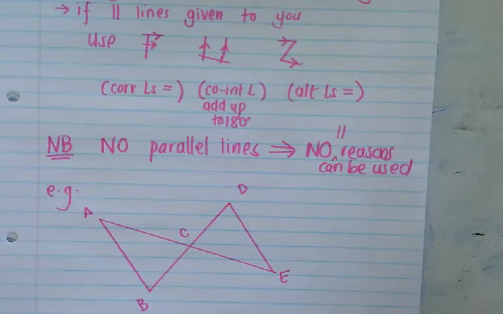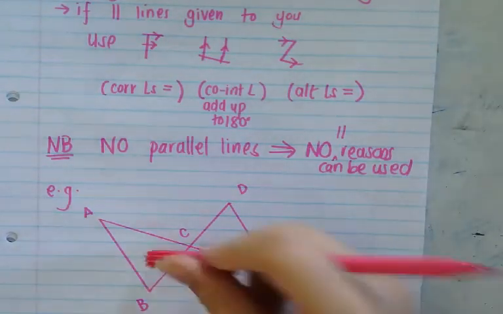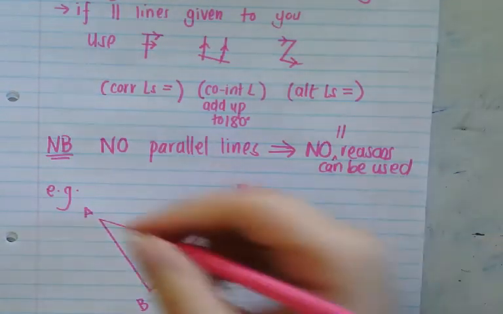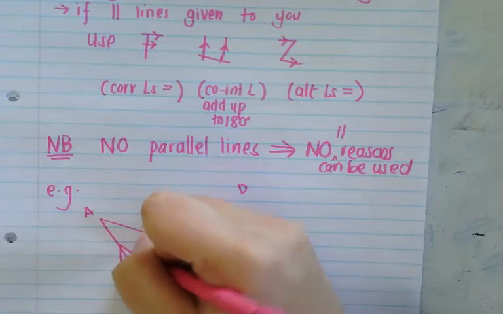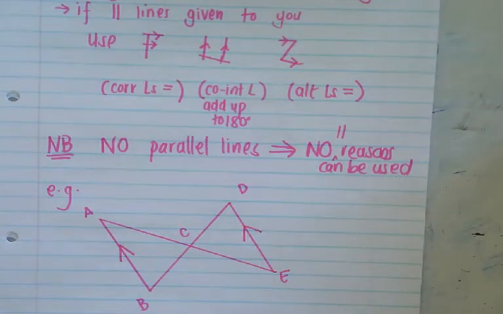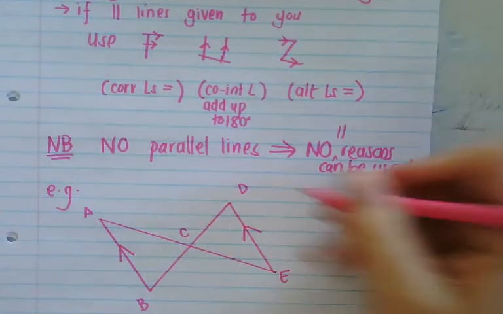I did not tell you that I had parallel lines. There are no parallel lines, so you can't use co-interior, corresponding, or alternate. You'll have to use other reasons, maybe vertically opposite, and I don't know what else. Only now, when I say AB is parallel to DE, can I use co-interior, corresponding, or alternate angles. And that's all the information I'm giving you, and I want you to prove.